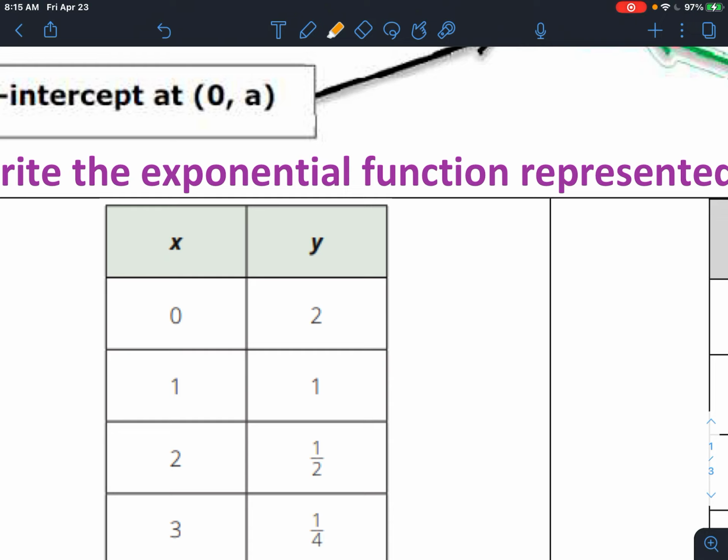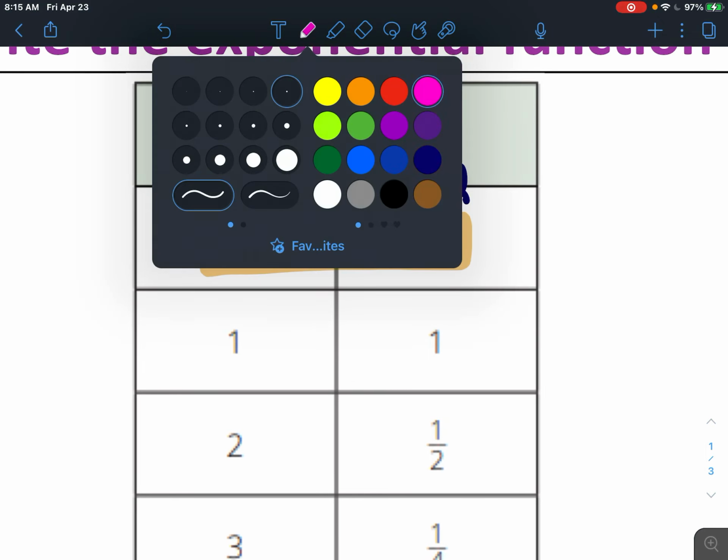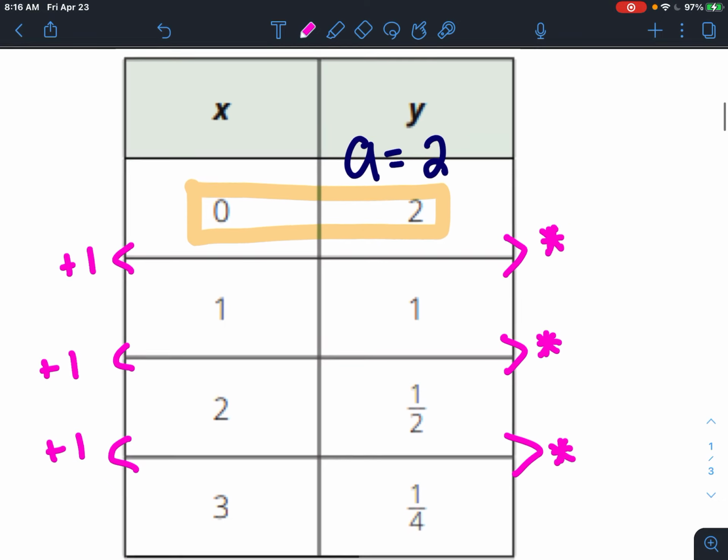So finding the y-intercept is usually pretty easy. It's when x equals 0. So my a value will be 2. Now I need to find my b value, which is my multiplier. So each time I go up on the x's, I'm adding 1, which is what I like to see. And then for my y's, I'm trying to figure out what am I multiplying by to get to the next term. So 2 times what is 1, 1 times what is 1/2, and 1/2 times what is 1/4.